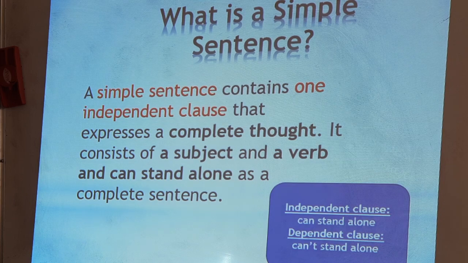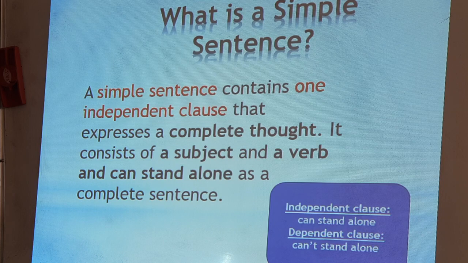Last time we introduced what we call a sentence, and what we mean by a clause and a phrase. If you didn't watch the video, I invite you to watch it again. Okay, so let's start. What is a simple sentence? A simple sentence contains one independent clause that expresses a complete thought. It consists of a subject and a verb and can stand alone as a complete sentence.